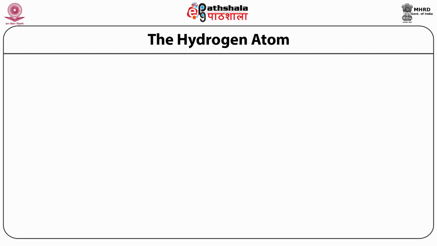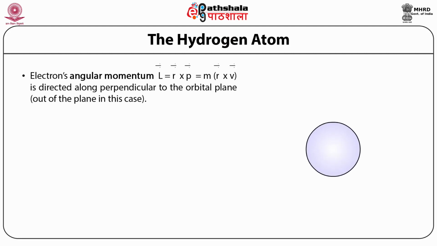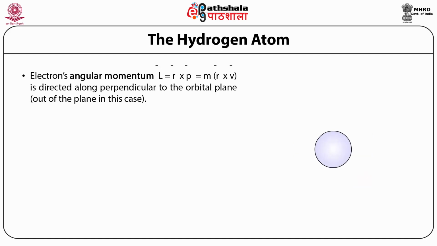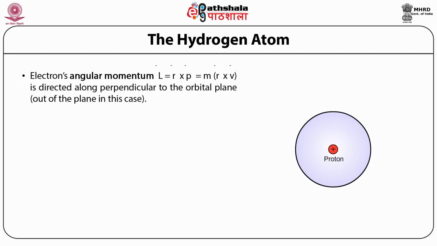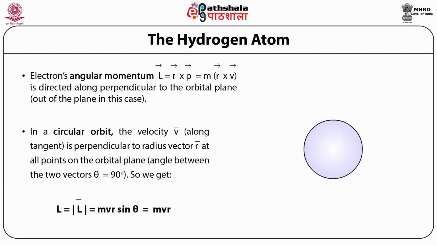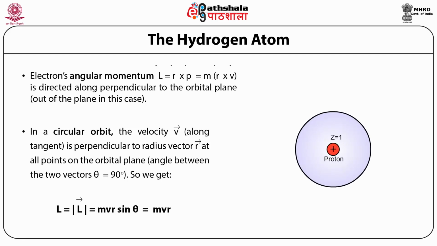Now, it's a known fact that the electron's angular momentum in an atom is the cross product of two vectors, that is the radius vector and the momentum vector. So L is equal to r cross p, which is equal to m times r cross v. v is also a vector, the velocity vector, and as clearly shown in the picture, in the case of a circular atom, the vector v is perpendicular to the vector r. That is, in a circular atom, the velocity of the electron at any point is always perpendicular to the radius vector.